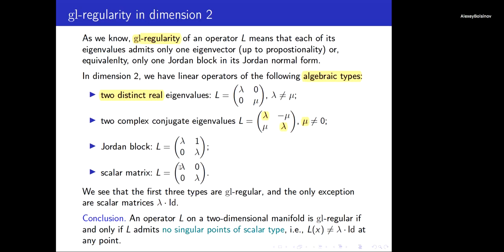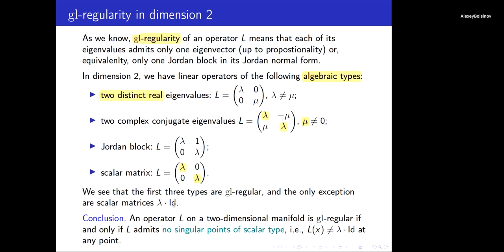And finally, the last possibility in dimension two is a matrix with equal eigenvalues, where lambda is real and we have two eigenvectors, meaning that this L is just a scalar matrix, lambda times the identity. So there are four possibilities, and three of them are GL regular: the first, the second, and the third. The only exception, the case we do not like, is the scalar matrix proportional to the identity. This is not GL regular.